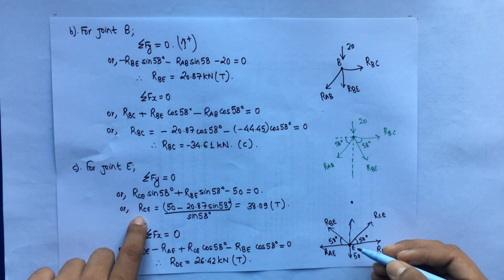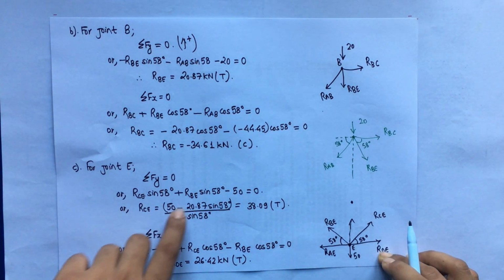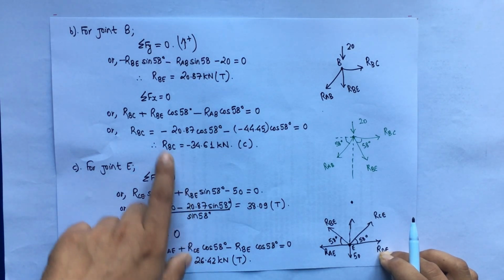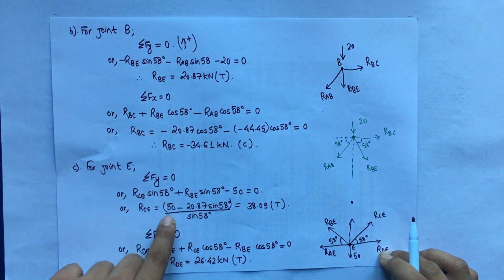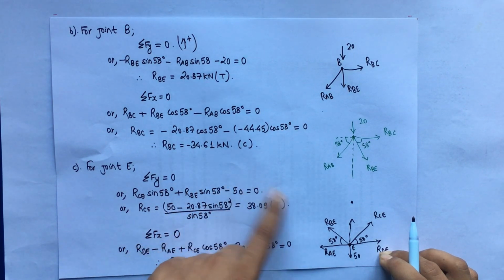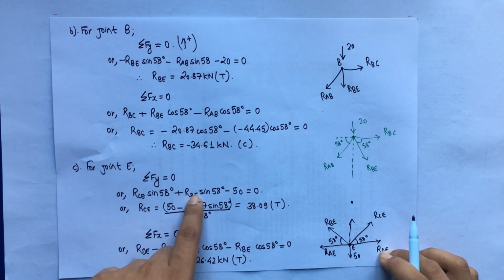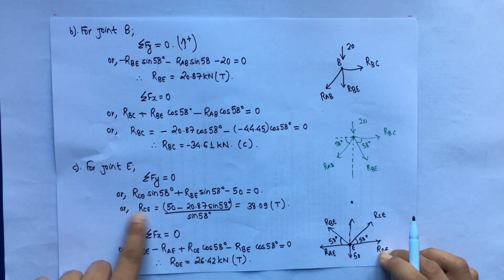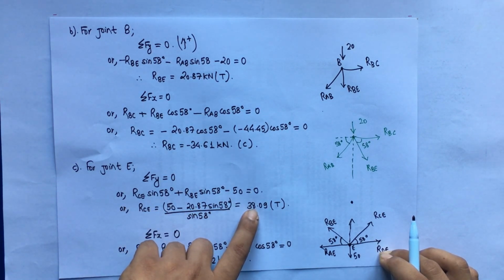Now we can calculate the value for RCE because RBE is already a known value, and RBE we computed as tension. So 50 coming to the right hand side will be positive, minus 28.87 sine 58, divided by sine 58 from RCE, so we get 38.09. This is a positive value, so this means tension.